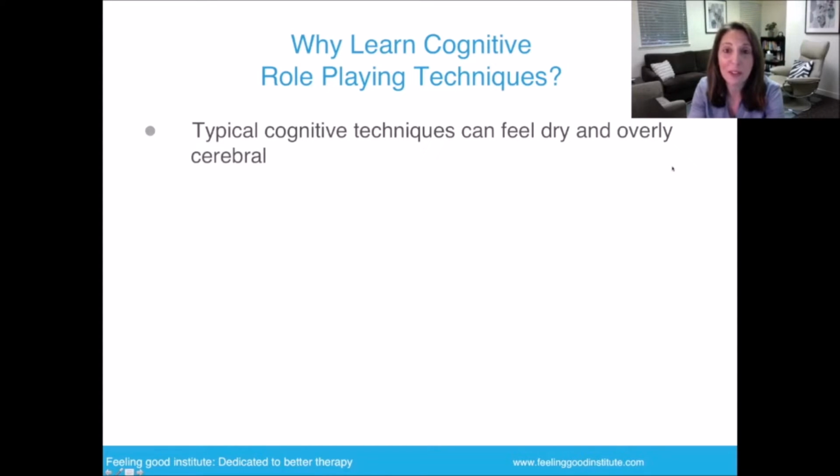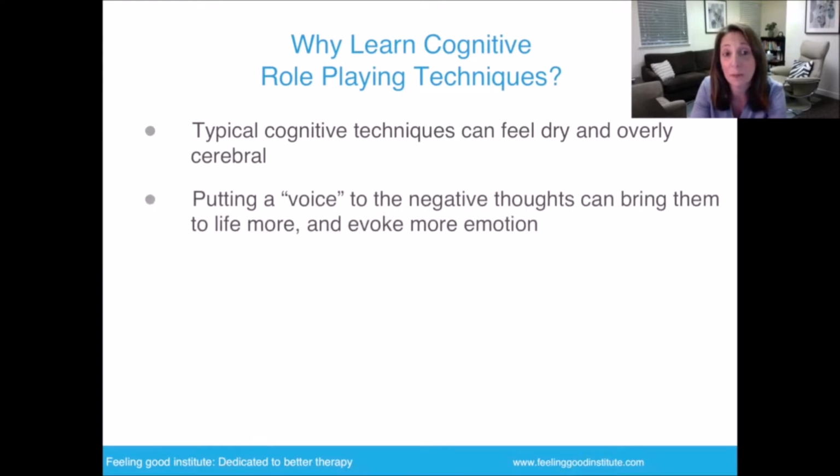Why would you bother to learn cognitive role-playing techniques if you already know lots of cognitive therapy techniques? One idea is that typical cognitive techniques can feel really dry and overly cerebral. When I was in graduate school, I learned lots of great cognitive therapy techniques, but many of them involved taking out a piece of paper and writing down your thoughts and rational responses, and it can feel cerebral and not very emotionally engaging.